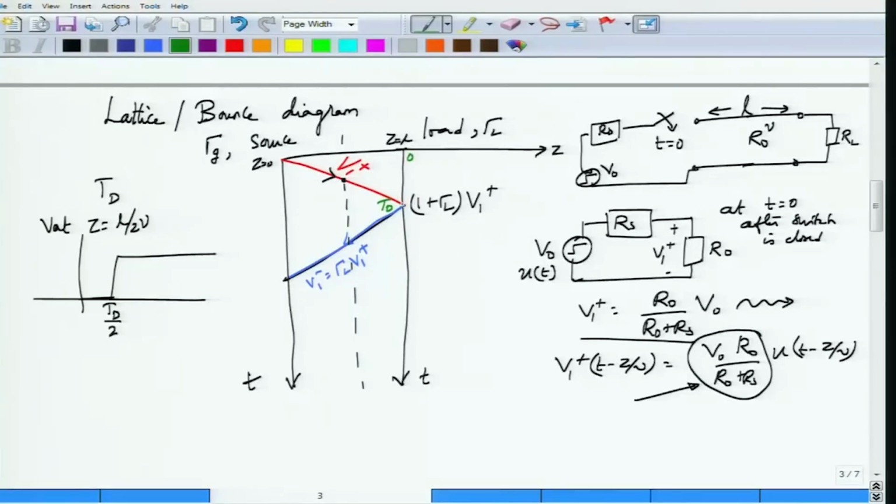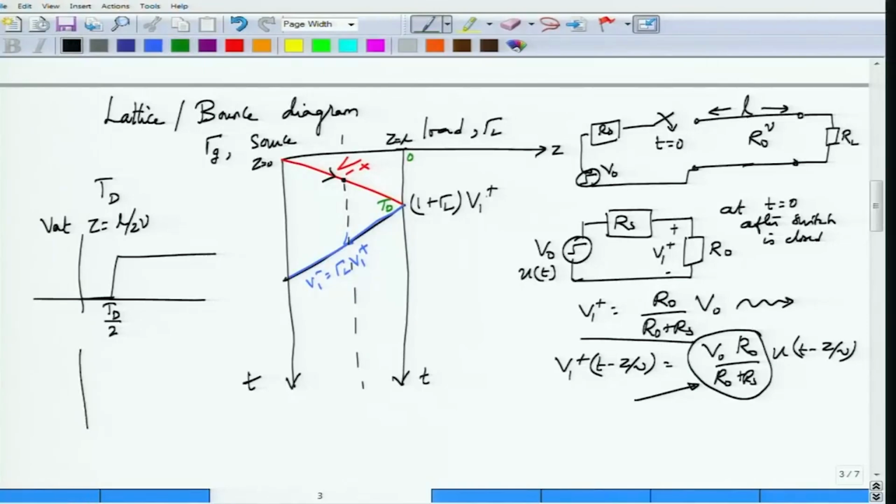At time Td the initial voltage V1 plus from the source appears at the load, but as soon as it reaches the load a reflection is created. The reflected voltage is equal to gamma L times V1 plus, where gamma L is (RL minus R0) divided by (RL plus R0). That voltage is reflected back and begins to travel from the load to the source side. The total voltage on the load side is the sum of incident and reflected voltage: V1 plus plus V1 minus, which equals 1 plus gamma L times V1 plus.